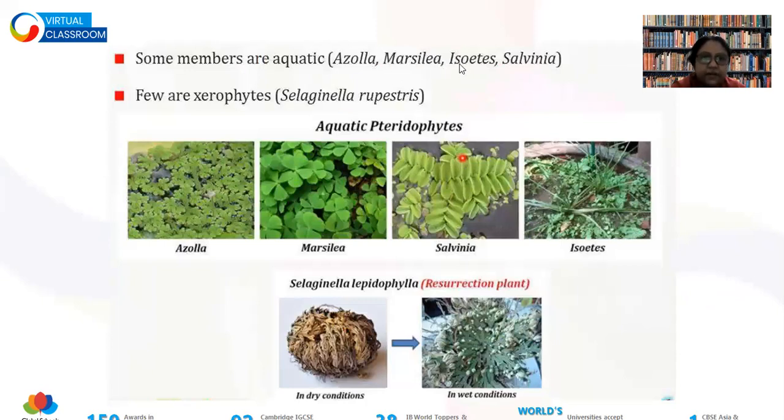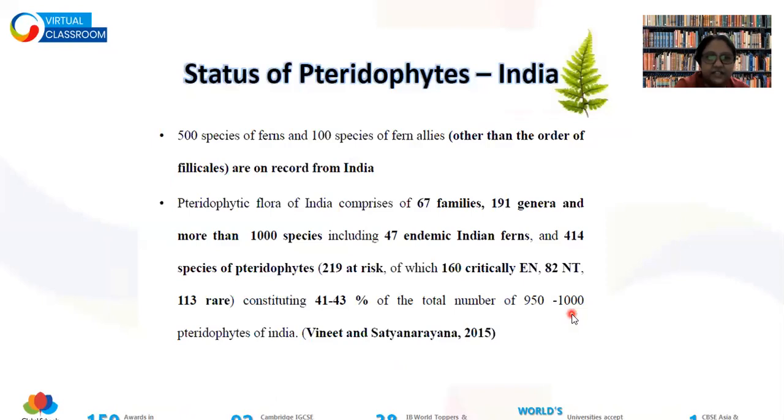Now, some members can be aquatic, for example, Azolla and Marsilea. Azolla and Marsilea are aquatic pteridophytes, and Salvinia, Isoetes, these are also there. But some of them can be xerophyte also. Actually, this Selaginella rupestris is known as resurrection plant. Doesn't it look to you like it must be dead? Yes. But let me tell you, it is very much living in favorable condition. When it is in desert, it stays like this in unfavorable condition. Even if slight moisture is there, it comes up and blooms like this. So that's why resurrection means rebirth, no? That's why this plant is called resurrection plant.